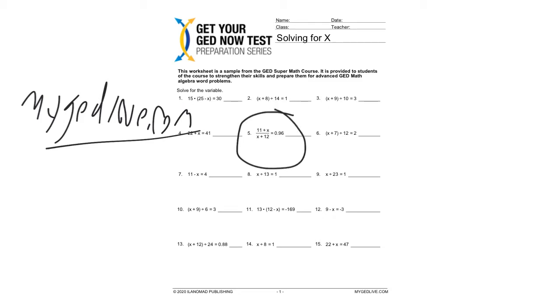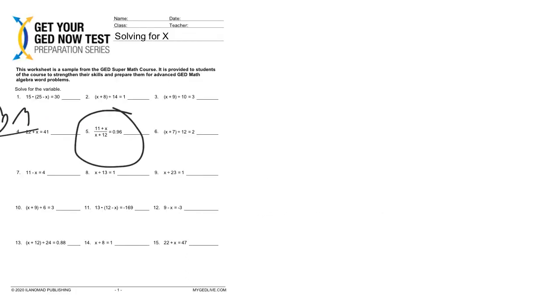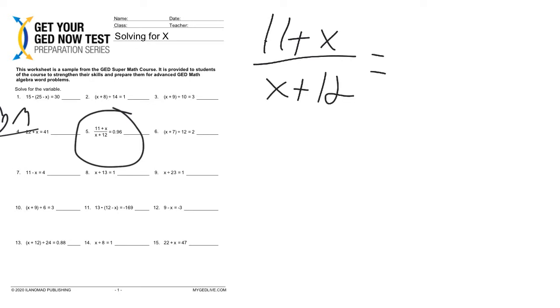So let's just move that over and give me some space to work here. So I'm just going to rewrite that: 11 plus x over x plus 12 equals 0.96.